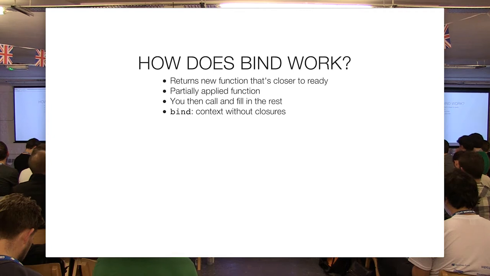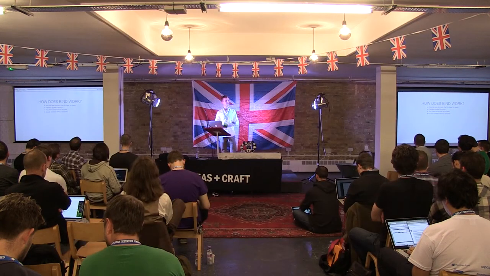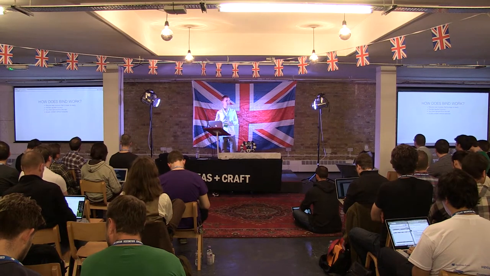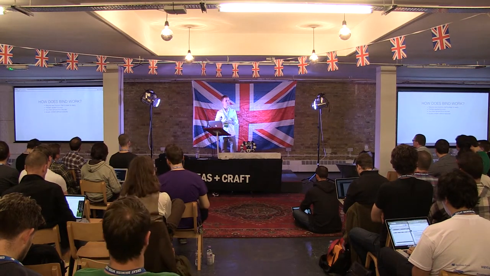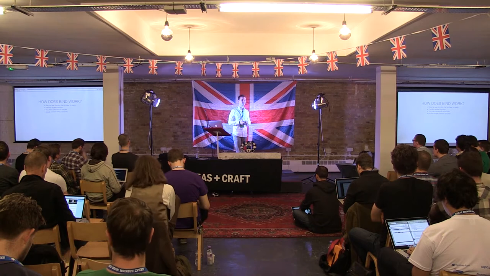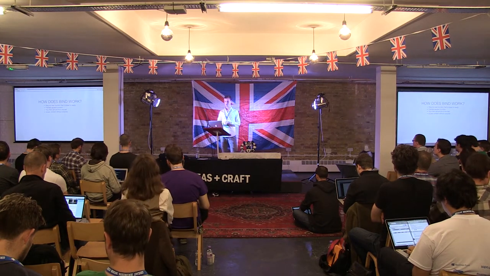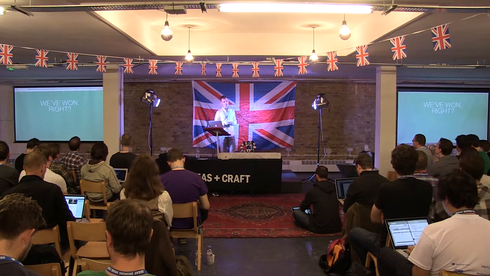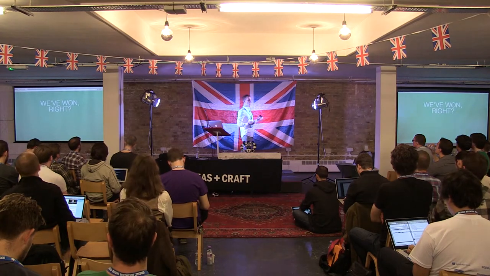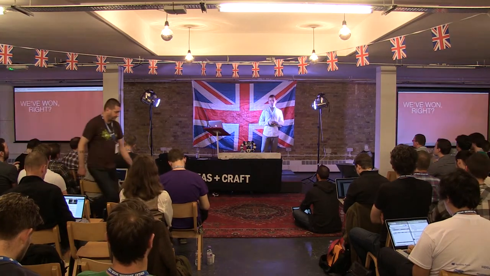And that's it. So bind is a way of having context without closures, and it gives you your partially applied function. You can also see Underscore or Lodash's partial functions that don't mess around with the this context, so they're even better for functional code. So is this solved callback hell? Is that all there is to callback hell? Well, I really don't think so.